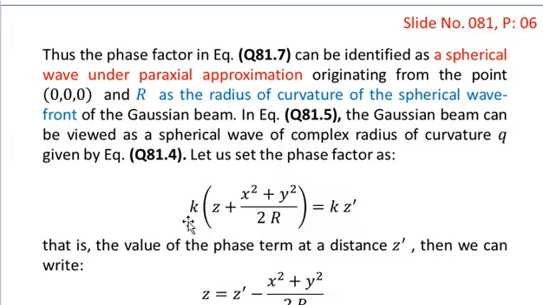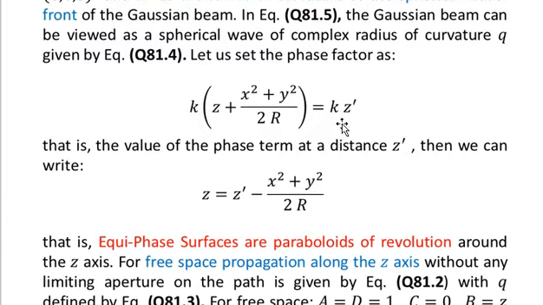So this phase factor can be written as k into z plus x square plus y square over 2r, which can be written as k into z prime, because the whole term in the parenthesis can be approximated as z prime, because here we have defined the terms within the parenthesis to be equal to z prime. That is the value of the phase term at a distance z prime. If you solve this equation for the value of z in terms of z prime, you will get z is equal to z prime minus x square plus y square over 2 times capital R.